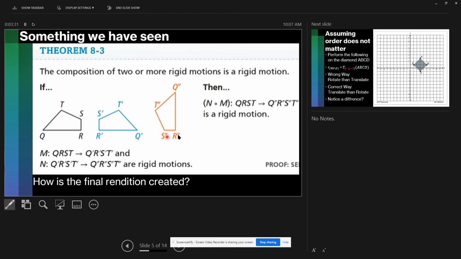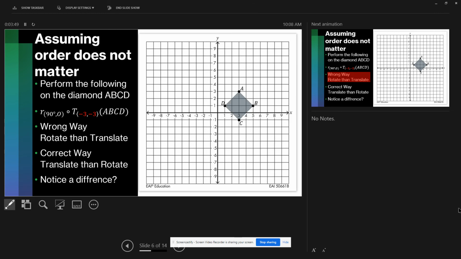So we just need to make sure we are going from this side to this side. That means it goes from here, it reflects, and then it looks like it does a rotation. So the question is, how is the final figure created? It's created by a reflection followed by a rotation.